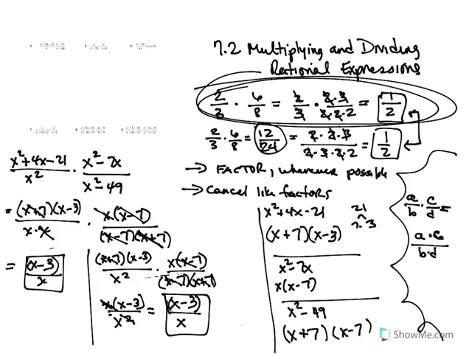So we factored everybody that could factor, and then we canceled out like factors. And we brought back together whatever was left. And that's multiplying rational expressions. Okay?